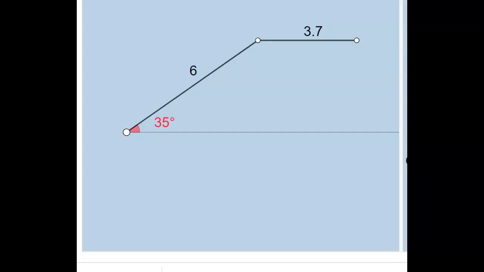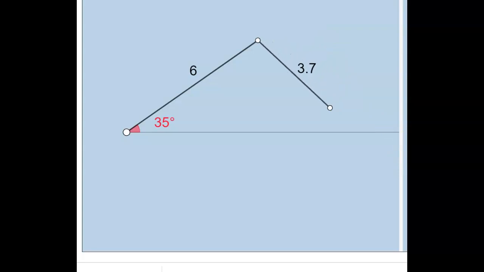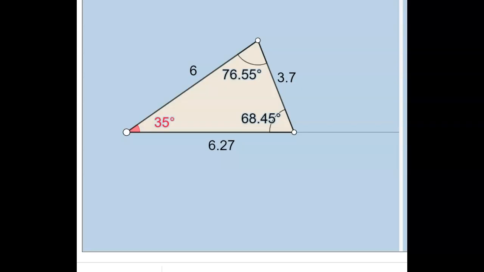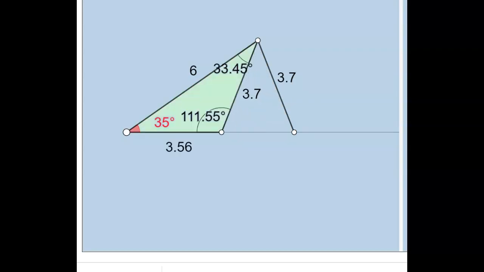So on the screen, you have an angle of 35 degrees, a side of 6, and a side of 3.7. And so this is an example of angle, side, side. So the angle is not between the two sides. And I'm going to move this side 3.7. Notice I get a triangle there. But if I were to move it a little bit further, I get a second triangle.